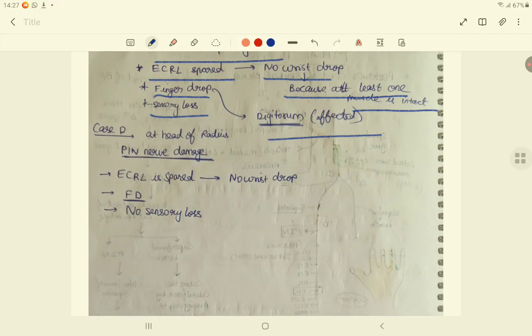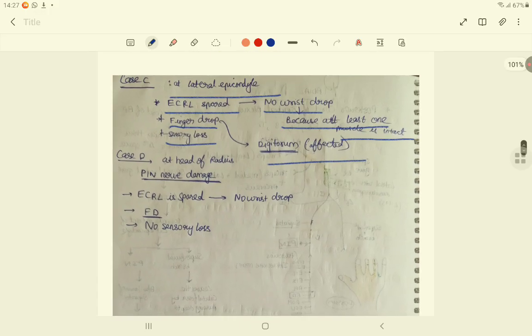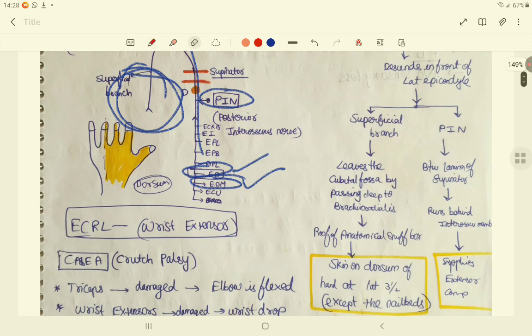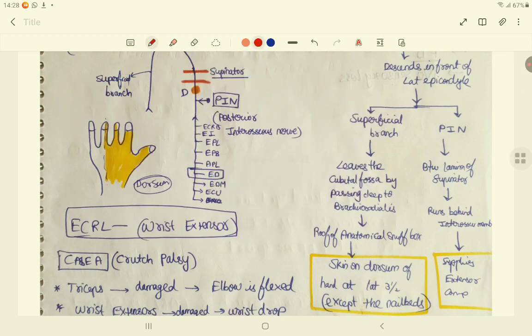Now case D. This is also called radial tunnel syndrome, and it basically occurs due to a fracture or damage of the radial nerve at the head of the radius. Here, if you see, the posterior interosseous nerve is damaged. So in this particular condition, our posterior interosseous nerve is getting damaged. When the posterior interosseous nerve is damaged, the entire group of muscles supplied by it below is going to be affected.